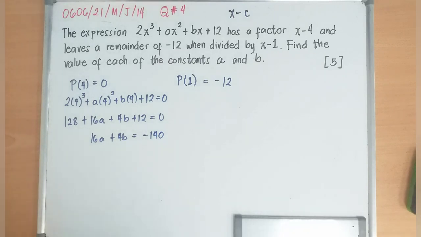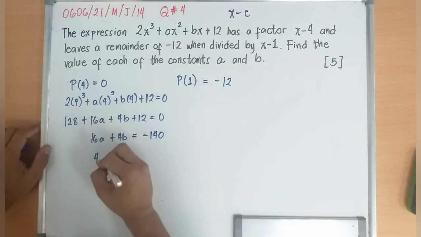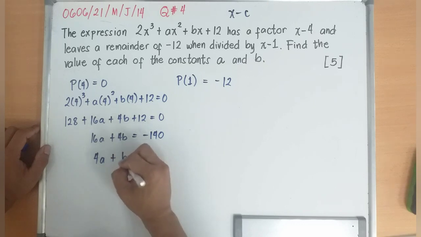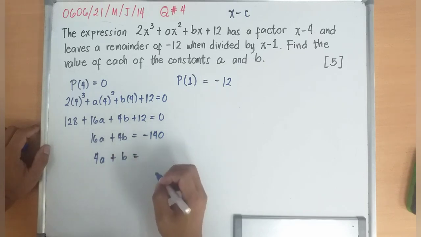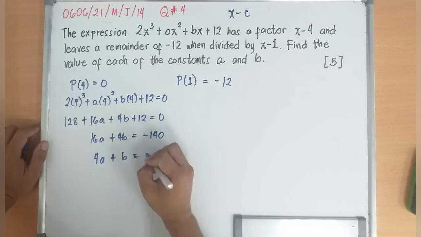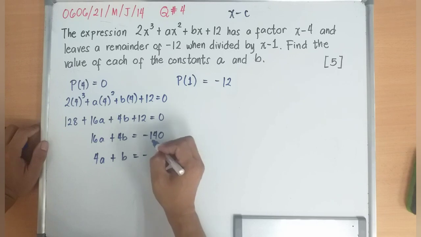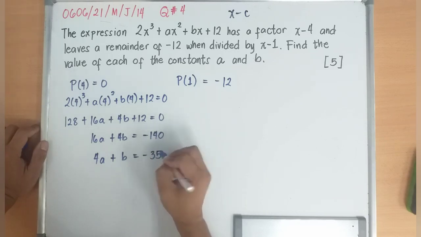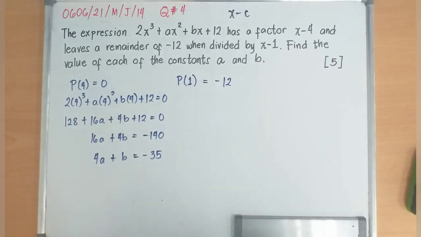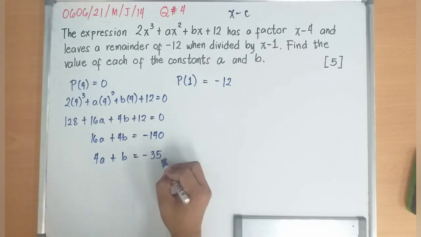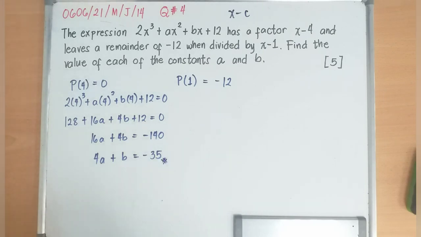Okay? If you want to simplify this, I think I can divide everything by 4. So it will become 4a plus b is equal to, you divide negative 140 by 4, I'll have negative 35. Okay? So I'll have negative 35 over there. Next, so this is my first equation. From getting this, you will get 1 mark.